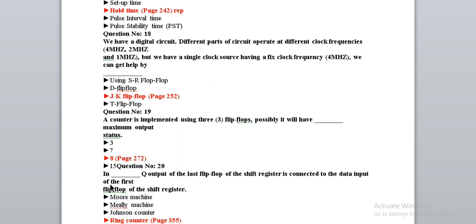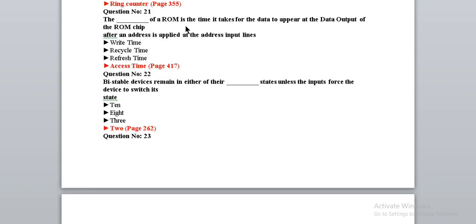In dash counter, the output of the last flip-flop of the shift register is connected to the data input of the first flip-flop of the shift register. Ring counter. The dash of our ROM is the time it takes for the data to appear at the data output of the ROM chip after the address is applied at the address input lines. Access time.